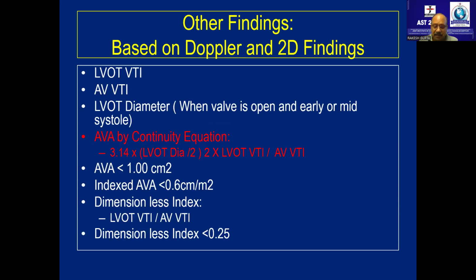Only fact is you have to look at the peak velocity and gradients. So how to calculate the indexed aortic valve area? Whatever the aortic valve area is, divided by body surface area. How to calculate body surface area? Just put it on the machine. Go to the machine, put height and weight. It will give you body surface area.